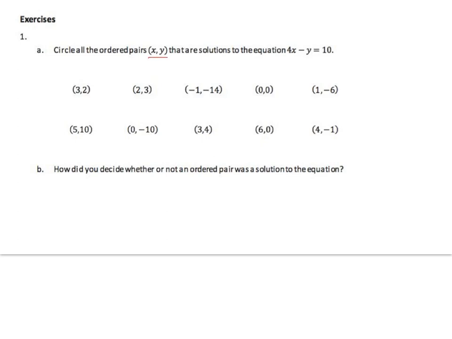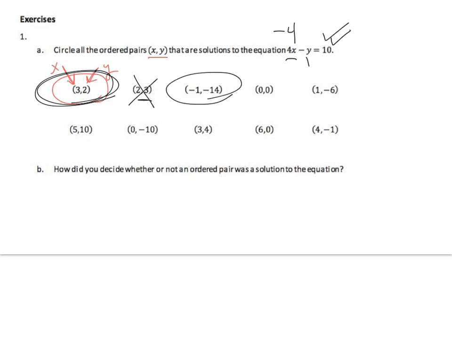So when it says x, y, that means for each ordered pair, we have an x and we have a y, right? So we're going to do some trial and error to see if it is a solution to the equation. So I'm going to do this out loud, so try to follow along. 4 times 3 is 12, minus 2 is 10. Next one, 4 times 2 is 8, minus 3 is not 10. 4 times negative 1 is negative 4, plus 14 is 10. 0, no, that doesn't work.